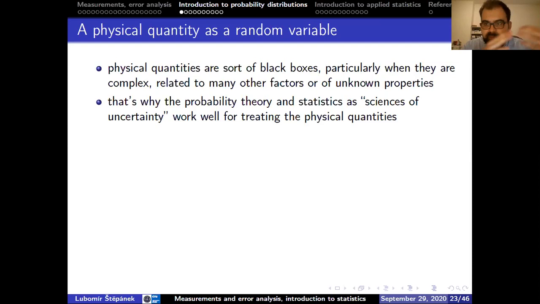These are usually complex quantities, variables, and we could consider them as black boxes. Sometimes, especially in biophysics, these variables are too complex. For example, we are not aware at 100% of all the factors which influence these quantities. So the typical way these variables are handled is that they are treated as random variables, which is a term from statistics. That's the reason why probability theory and statistics are regarded by other scientists as the science of uncertainty.